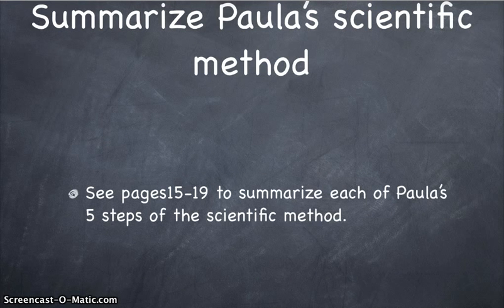Please take a second to summarize Paula's scientific method, documenting each step of the scientific method and what Paula did to test it or to prove it. If you'd like, you can look at pages 15 through 19 to see what she used for her 5 steps of the scientific method. When you are finished, you have completed Chapter 1.